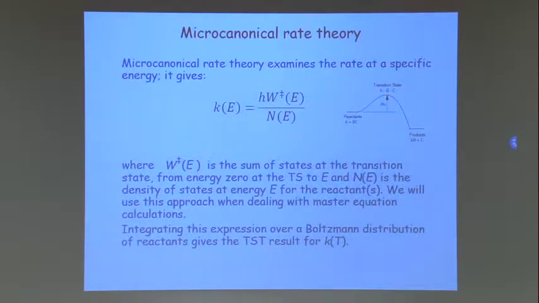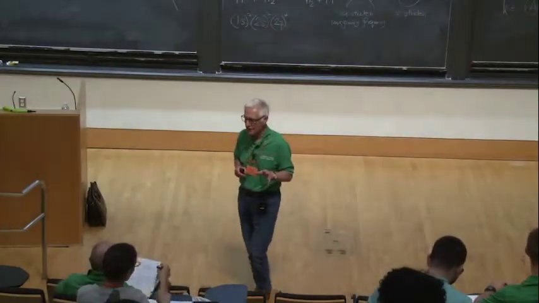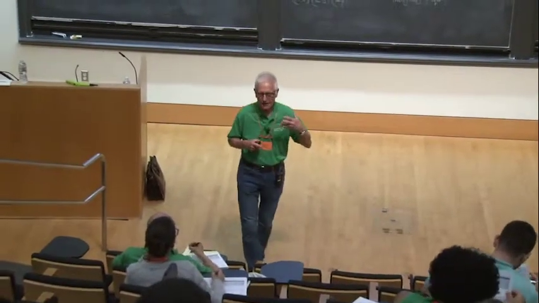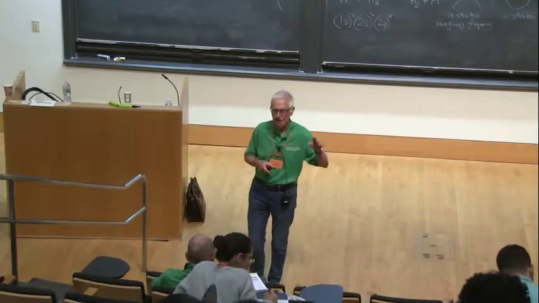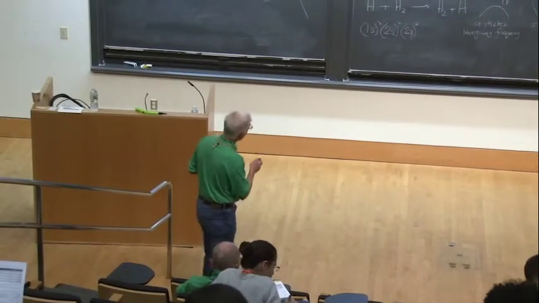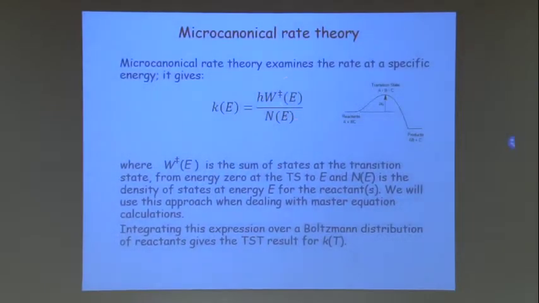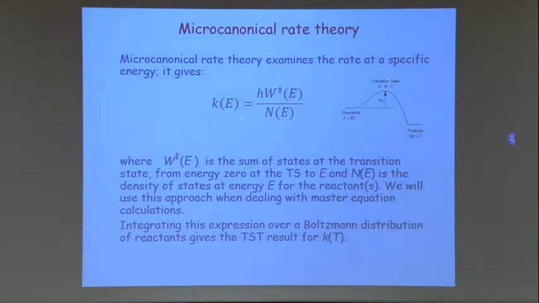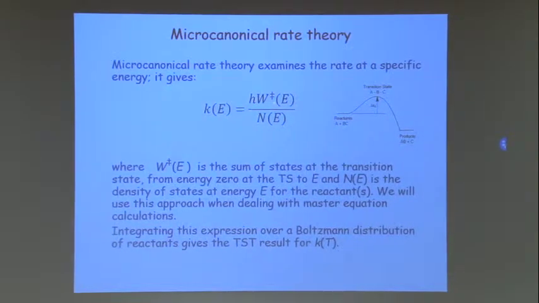Now, what we've just talked about is called canonical transition state theory, where we're referring to a particular temperature and to an ensemble of molecules distributed at various energies. It's also very useful to use what's called microcanonical rate theory, where we're looking at a particular energy. This is the equivalent expression to transition state theory for a specific energy. There's Planck's constant, and then this is the sum of states of the transition state.